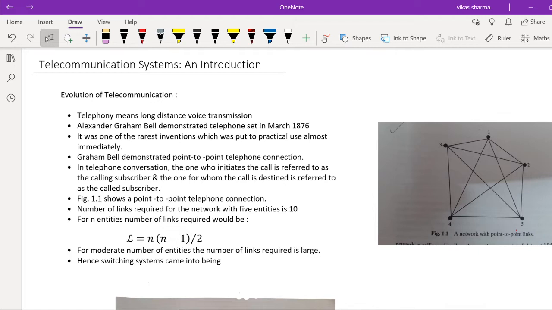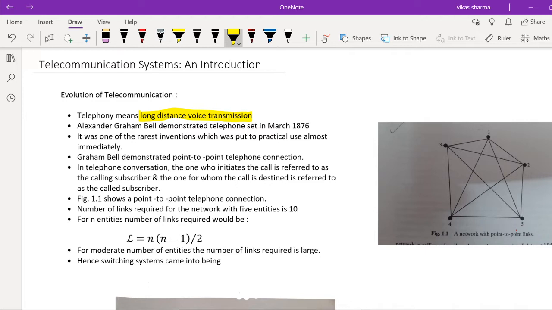We'll be taking up telephone switching systems today, and to begin with, let us know about the evolution of telecommunication systems. When I say evolution of telecommunication systems, we should know what telephony means. For telephone, the literal meaning is long distance voice transmission. Transmission of voice over a longer distance. That is the literal meaning of telephony.